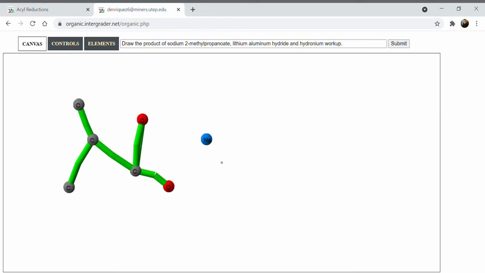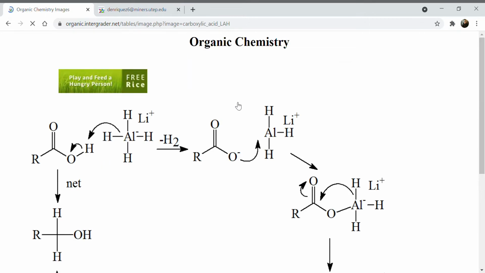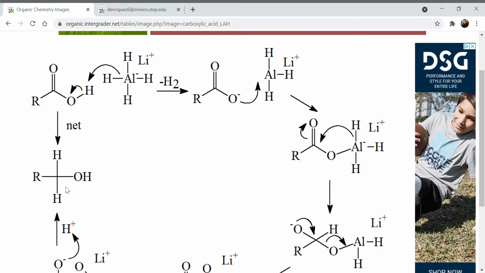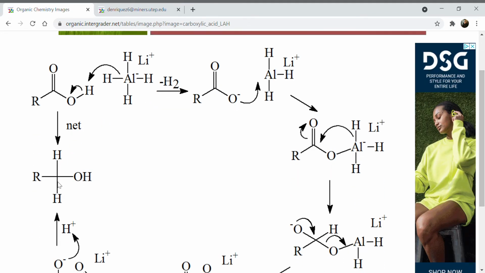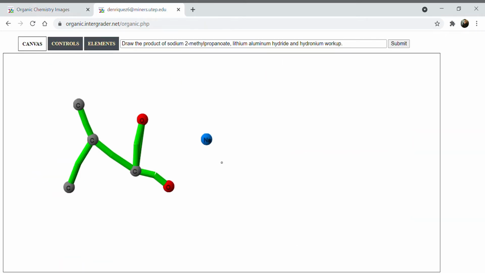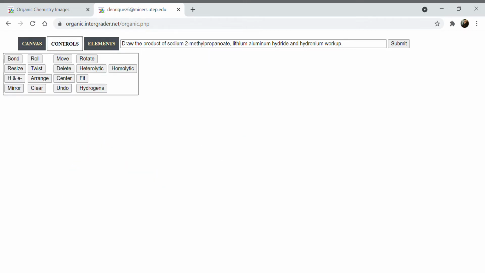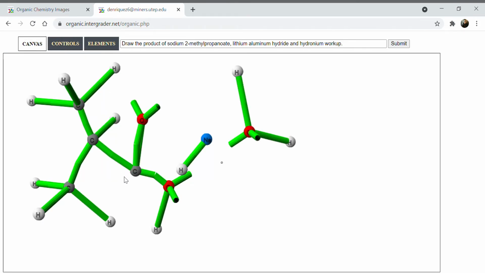So let's see, it's reacting with lithium aluminum hydride. Carboxylic salt, got that right here. So the end product will be 2 hydrogens, 1 R group, and an OH group. So I'll add my water, use my hydrolytic function. I'll remove these bonds.